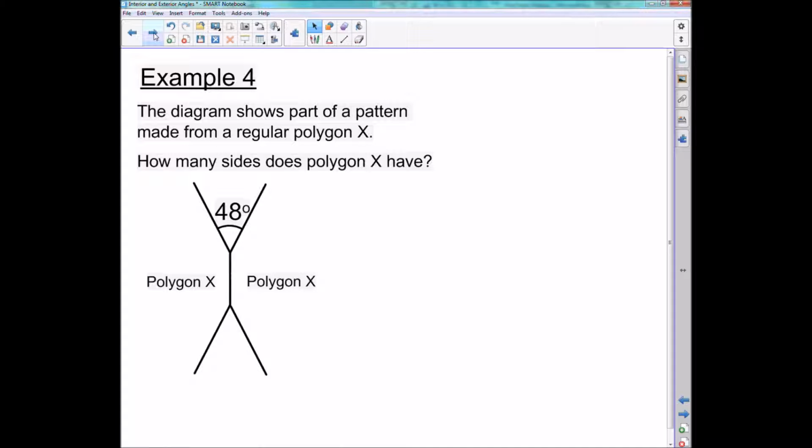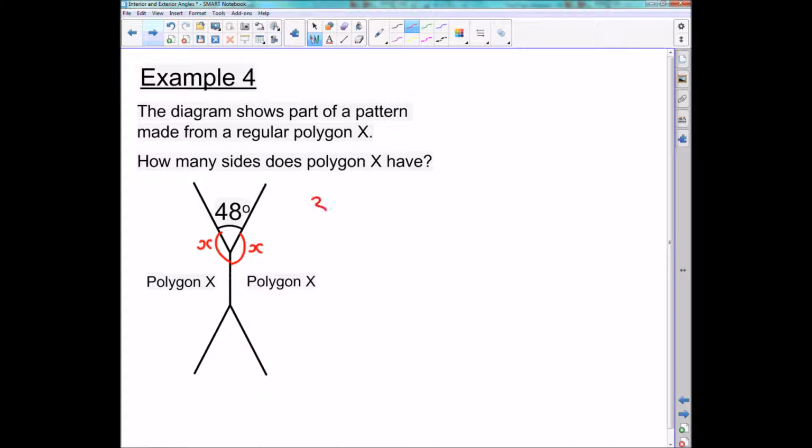Okay, so in this diagram you can see that we've got our full turn here made up of 48 degrees plus 2 interior angles for polygon X. So I've got an interior angle there and an interior angle there. So first off, I'm trying to find out what the interior angle of the polygon is.